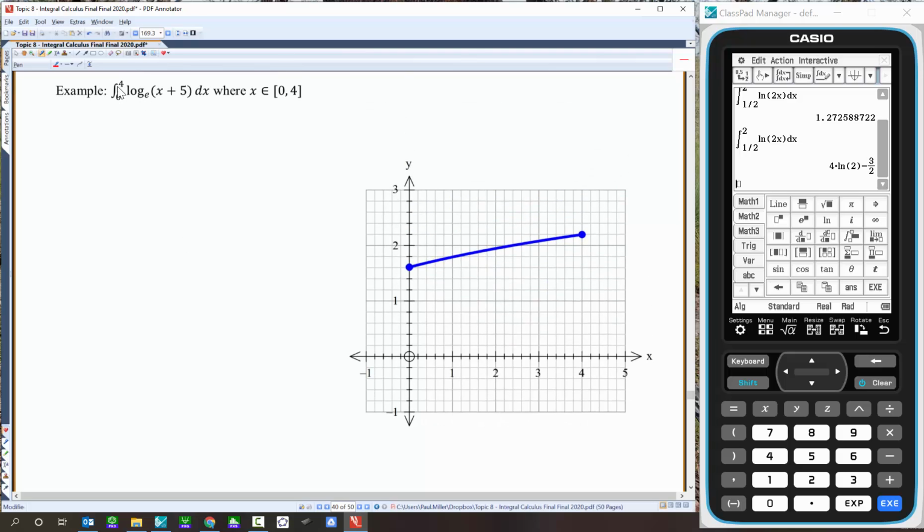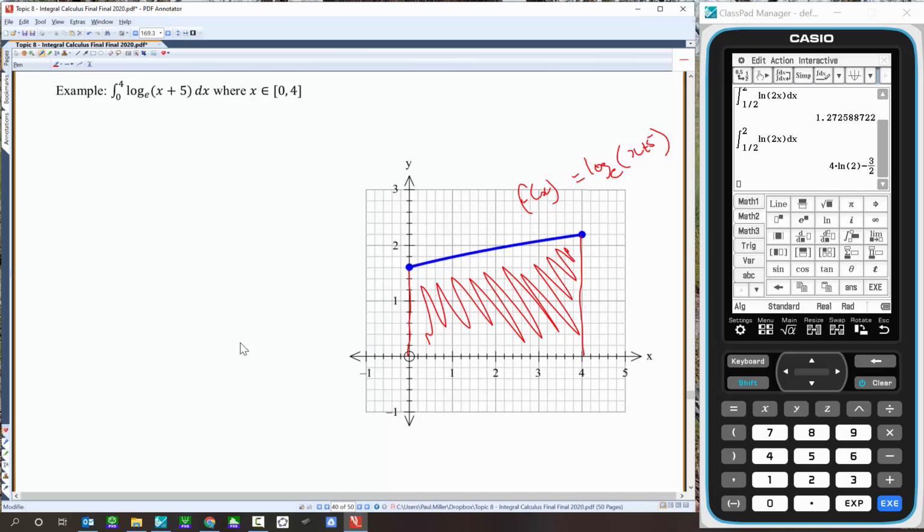So what we want to do is integrate this. So what's it telling us to do? It's basically saying find the signed area between 4 and 0. There's 4 there, there's 0 there. And the function, I presume, f of x equals log e x plus 5. It's got to be. All right, so basically it wants this area here.